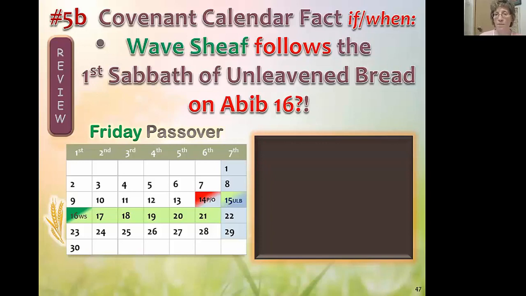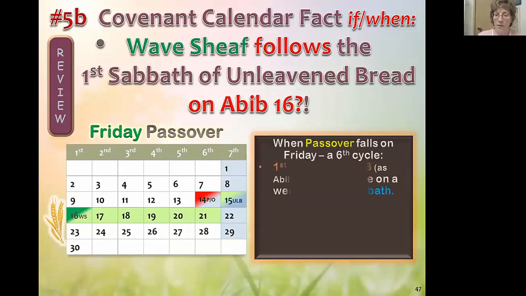Covenant calendar fact, if and when, this is what happens. When wave sheaf follows the first Sabbath of unleavened bread on Abib 16, does that ever happen? Let's take another look. When Passover falls on the 6th cycle of the week, or Friday, the first Sabbath of unleavened bread is going to be Abib 15. And of course, it is going to be on a Shabbat. That's just the way it works.